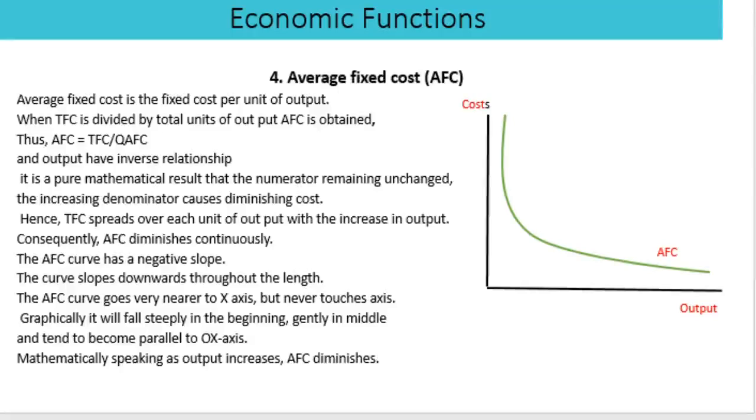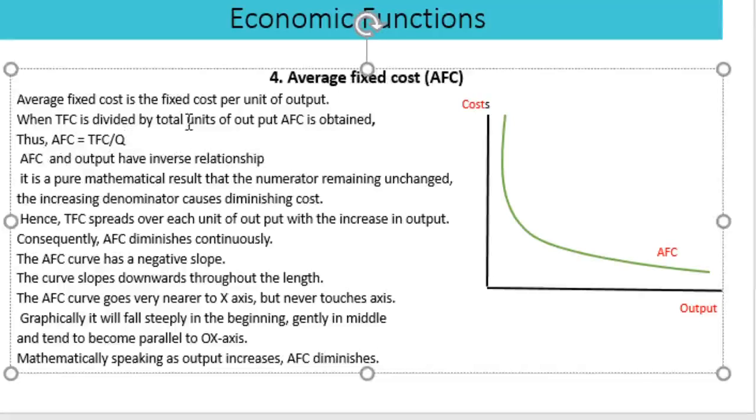Another term is the average fixed cost. Average fixed cost is the fixed cost per unit of output. That is, it is obtained by dividing total fixed cost by the total units of output obtained. AFC equals TFC by Q.